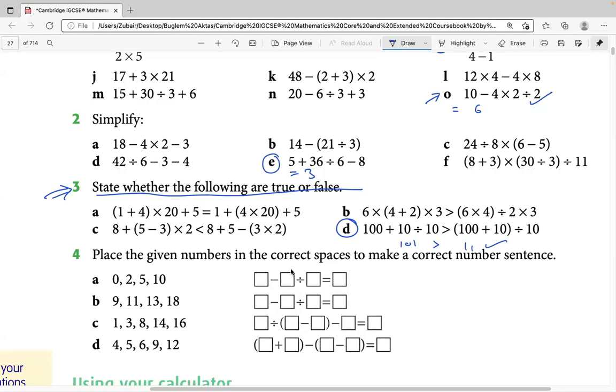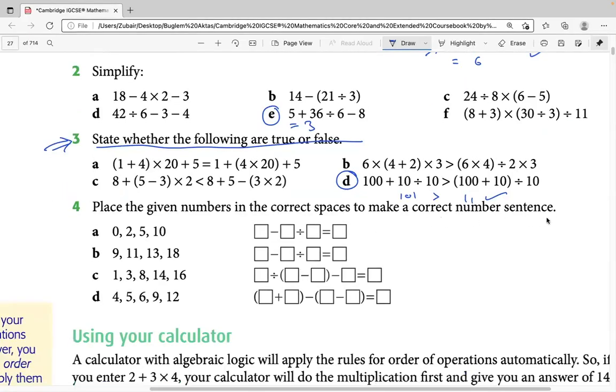Okay. Place the given numbers in order in the correct spaces to make a correct number sentence. So we could go for hit and trial as well. We place these three numbers here and any fourth number on the right side. So give it a try. 5 minus 2 divided by 10. And the last one should be 0. Yeah.